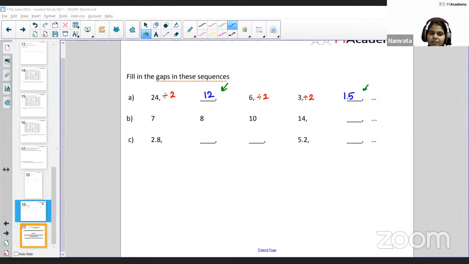Starting with the next question here, if you carefully observe, 7 plus 1 is 8. 8 plus 2 is 10. 10 plus 4 is 14. So what would be the next term? Plus 8, which will give us 22. Very good, everyone. Yes, take your time for the third one.